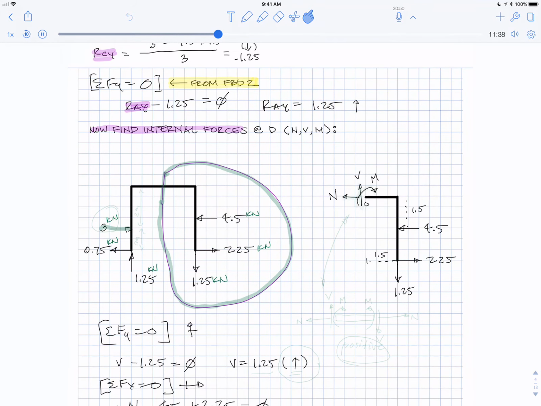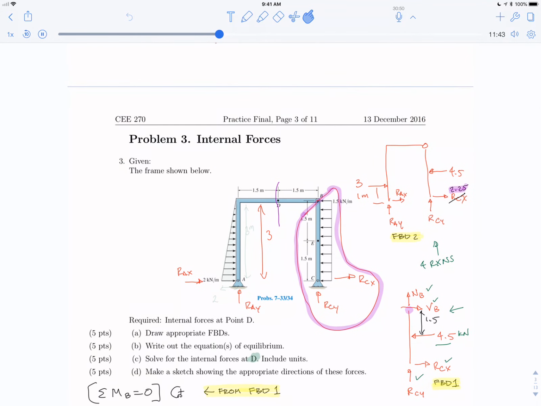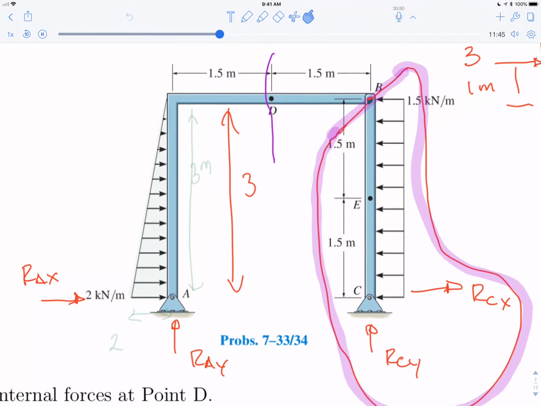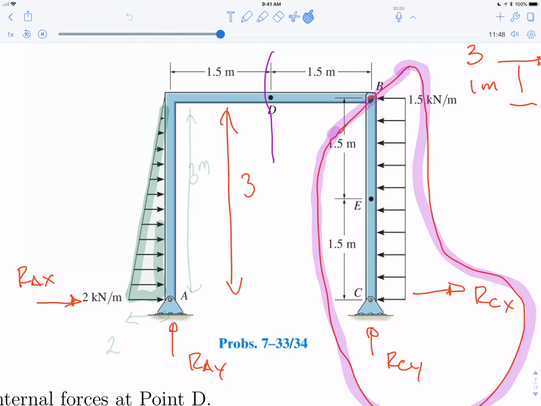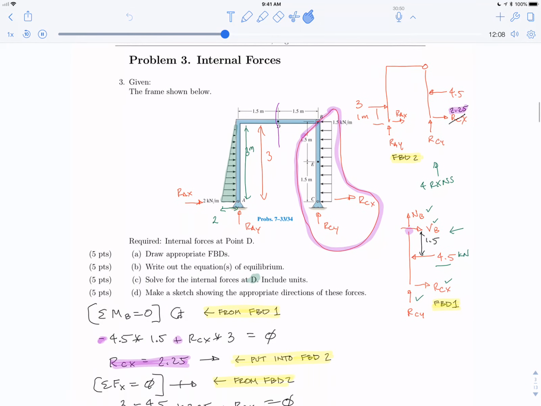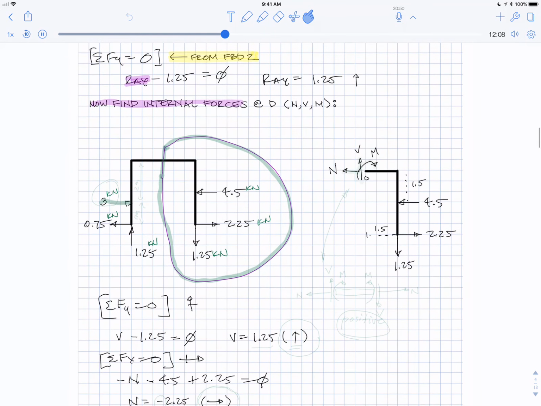That 3 kilonewtons on that leg was the area of this triangle here. You need to know that when you have a distributed load, the total load is the area. So that's a triangle. Its height on this side was 2 kilonewtons per meter. Its length was 3 meters. And the area of a triangle that's 2 high and 3 wide is 1/2 times 2 times 3, or 3 kilonewtons.